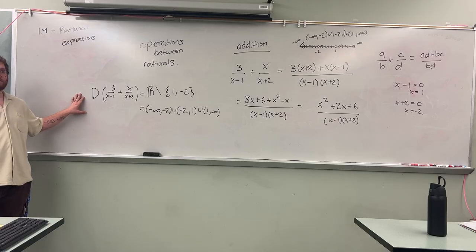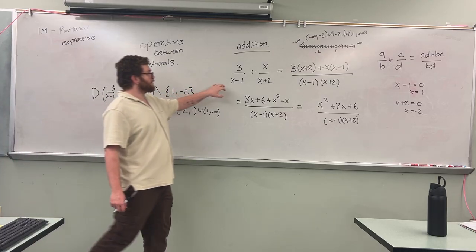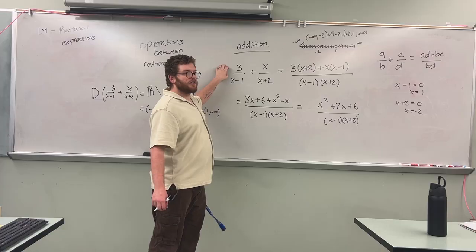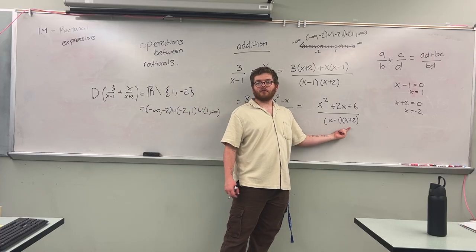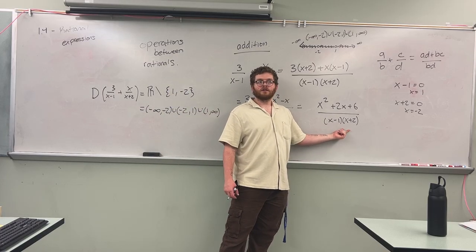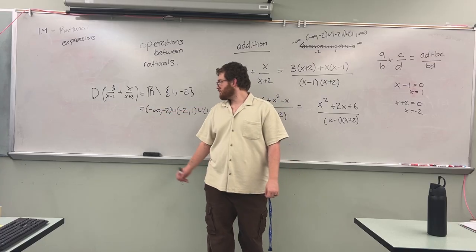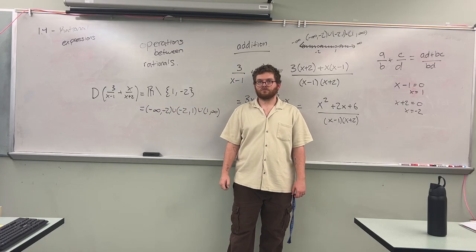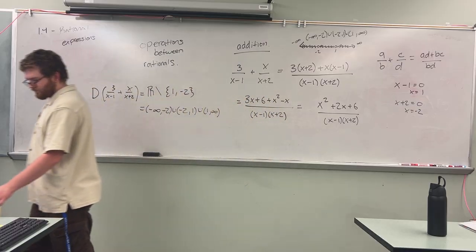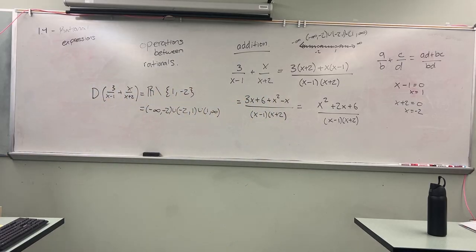Any questions about this? So really the complicated part here was just simplifying this thing. Once we simplified it, we just had to pick out the parts that make the denominator equal to 0, and our domain is everything but those. All right. That example's kind of complicated.